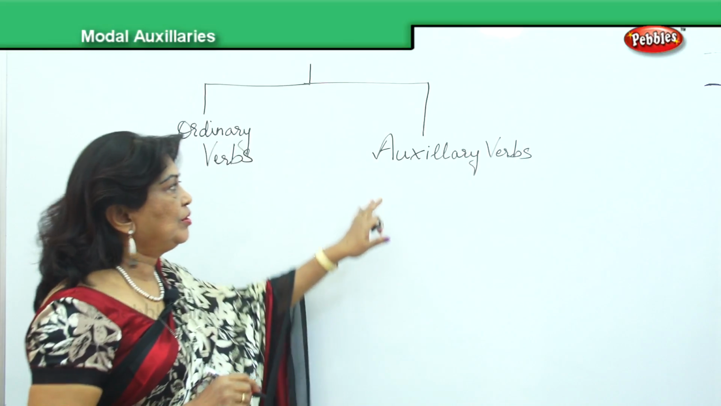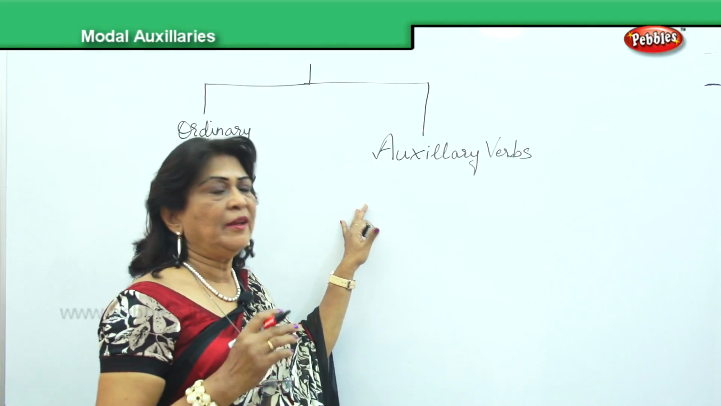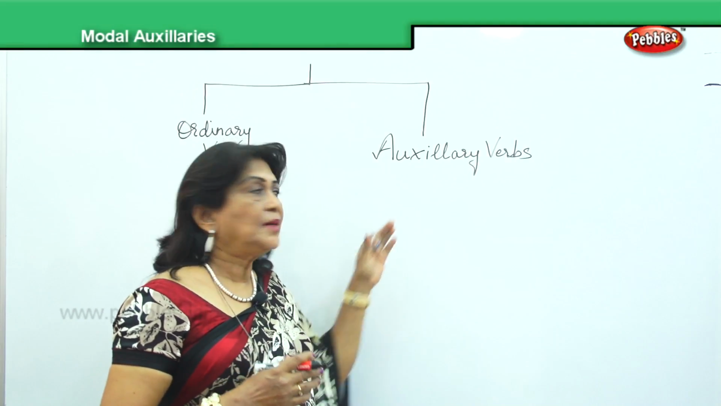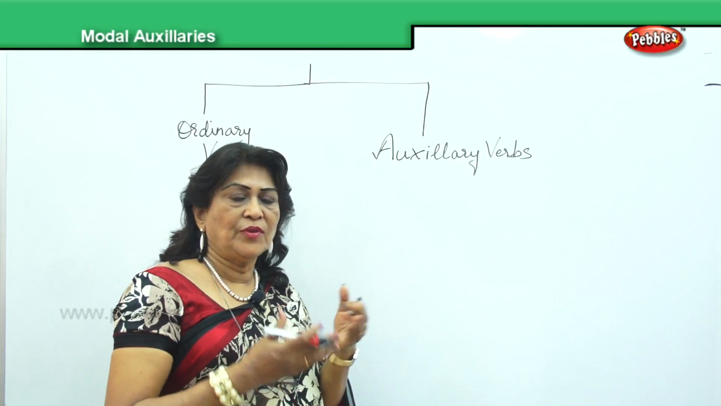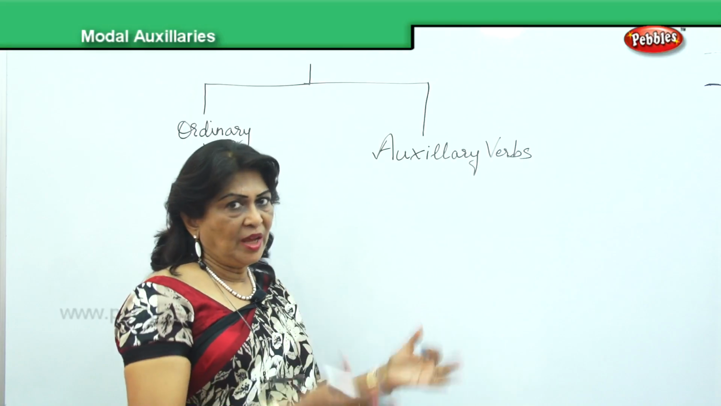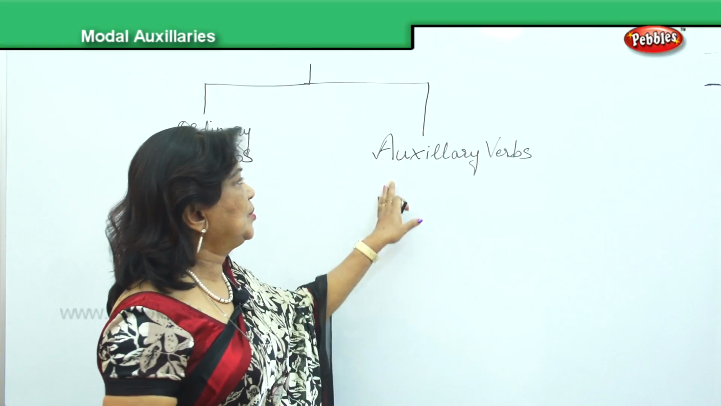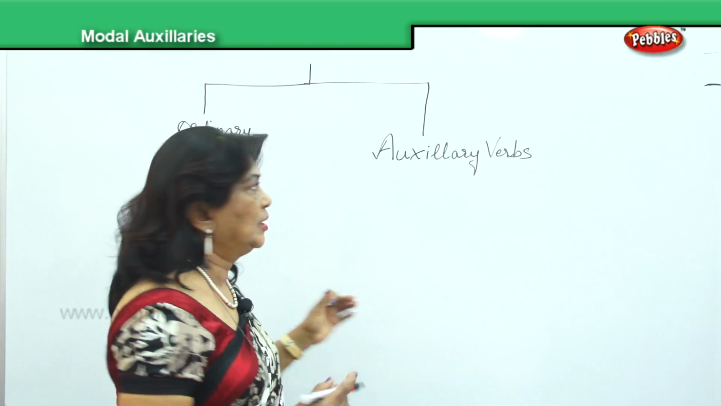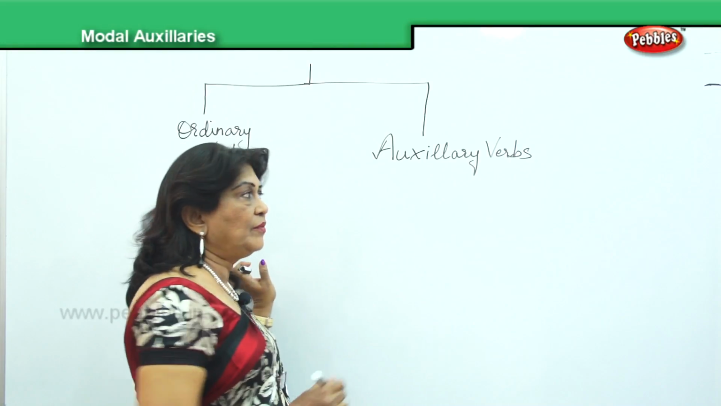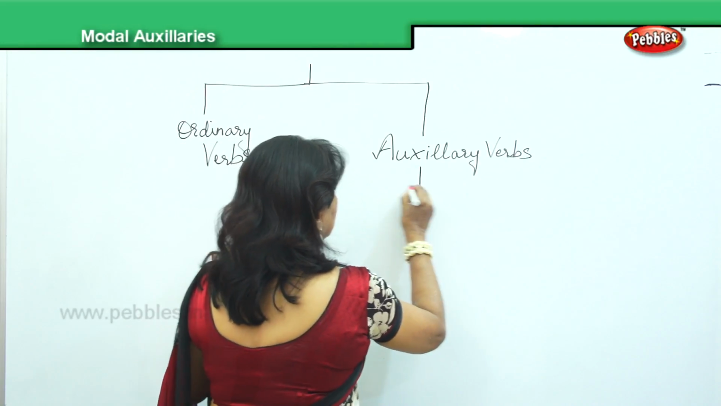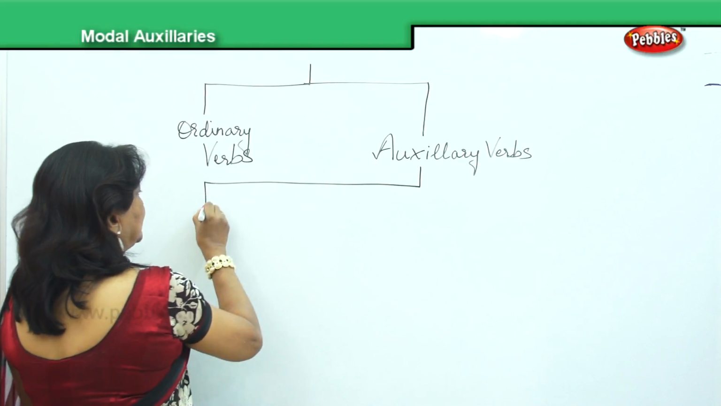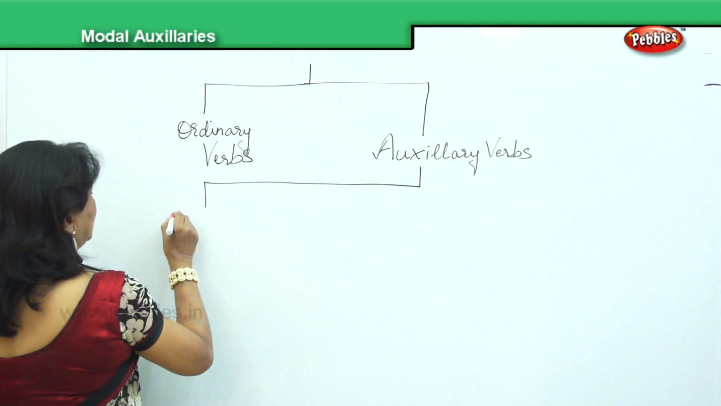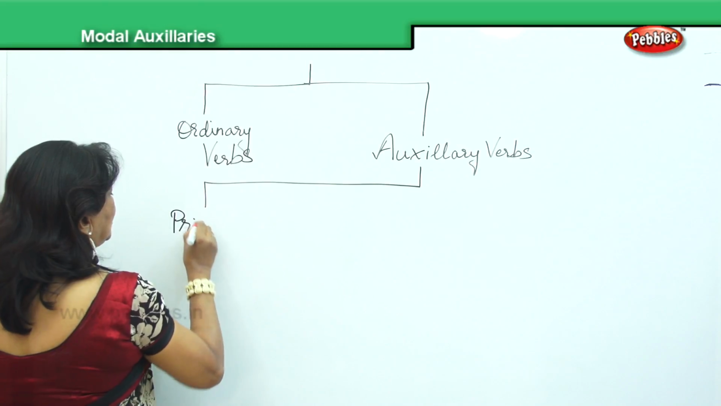I already told you auxiliary means helping verbs. These verbs, auxiliary verbs, go further to help the main verb. Okay, that is why they are called the aiding verbs or auxiliary verbs. Okay, these auxiliary verbs have different types. Let's see the primary auxiliaries.